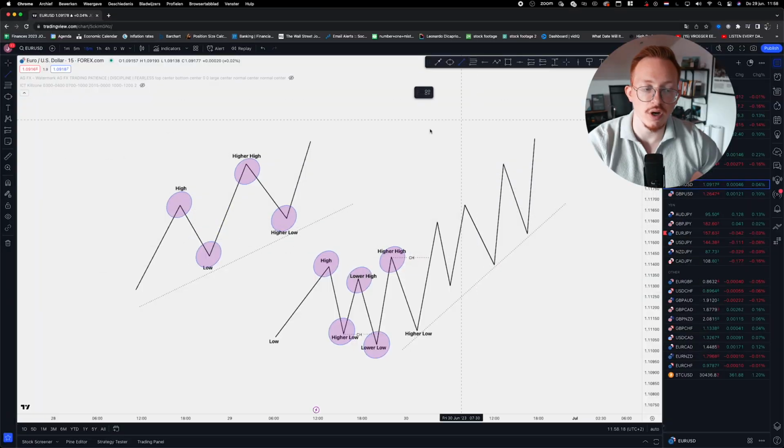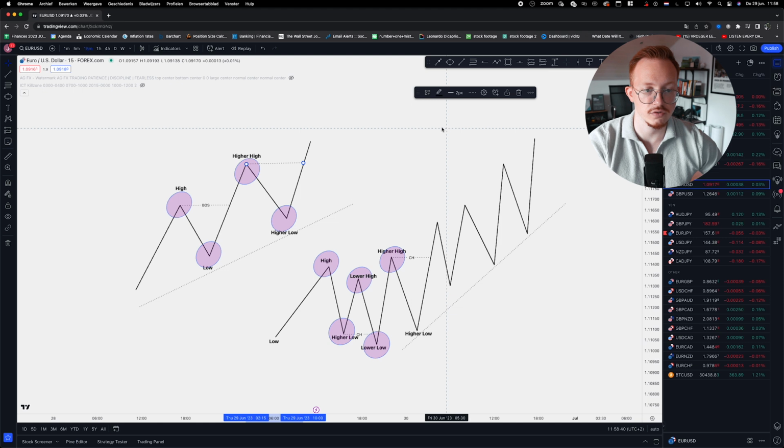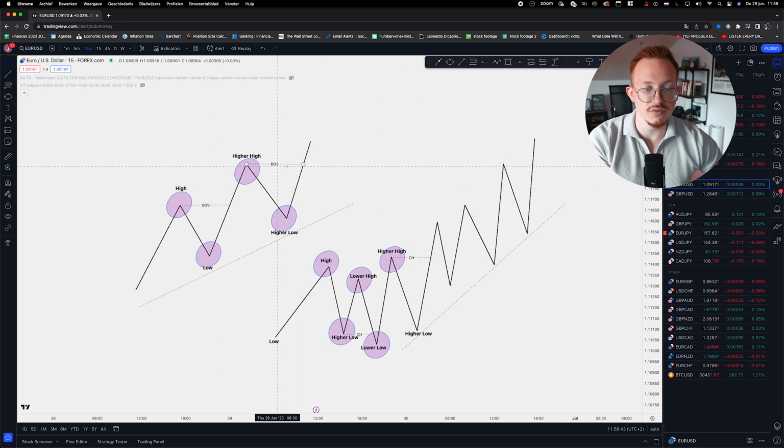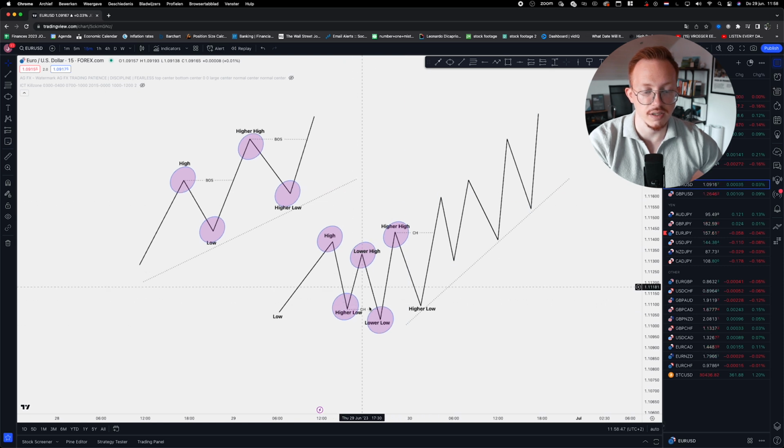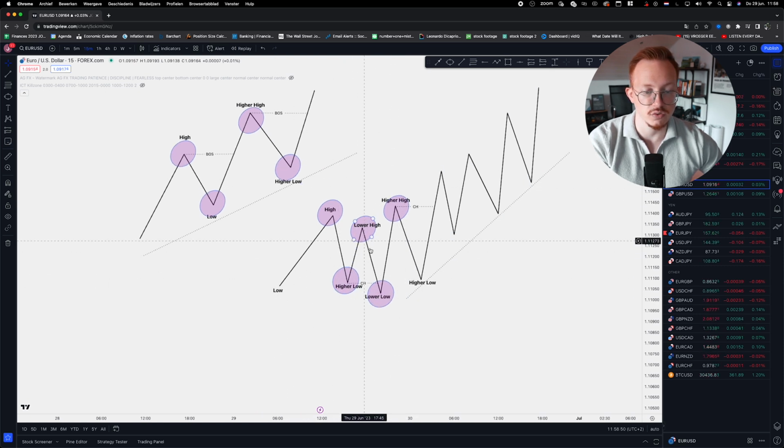Then we come to the next thing, a break of structure. A break of structure is simply when the current structure gets broken. So our previous swing high right here gets broken, this is a break of structure. It goes to the upside, comes to the downside, the previous high gets broken again, bam, break of structure. As simple as that. So a break of structure is whenever the previous high in an uptrend gets broken, and in a downtrend whenever the previous low gets broken. Whenever you have a switch of character, you have your change of character right here.